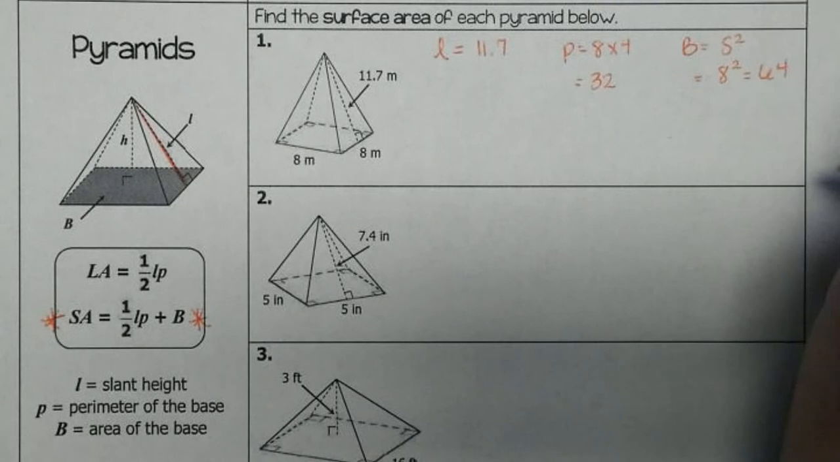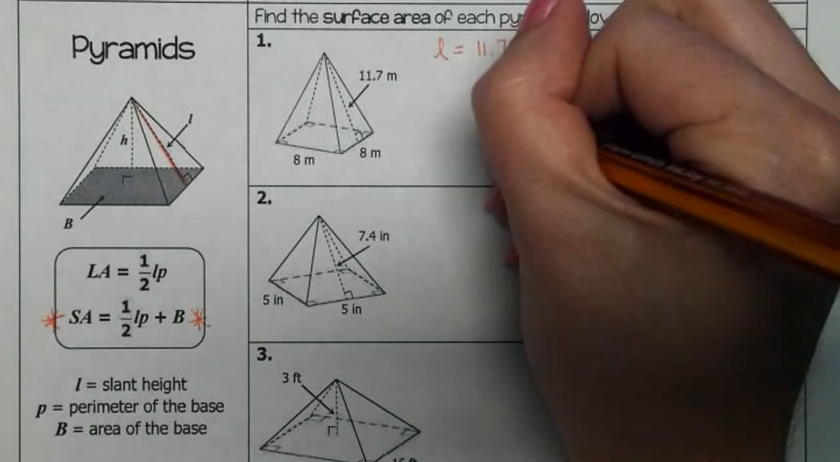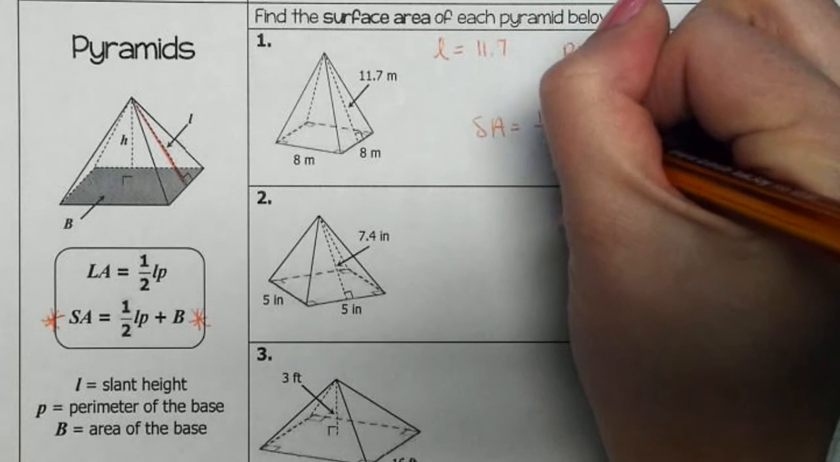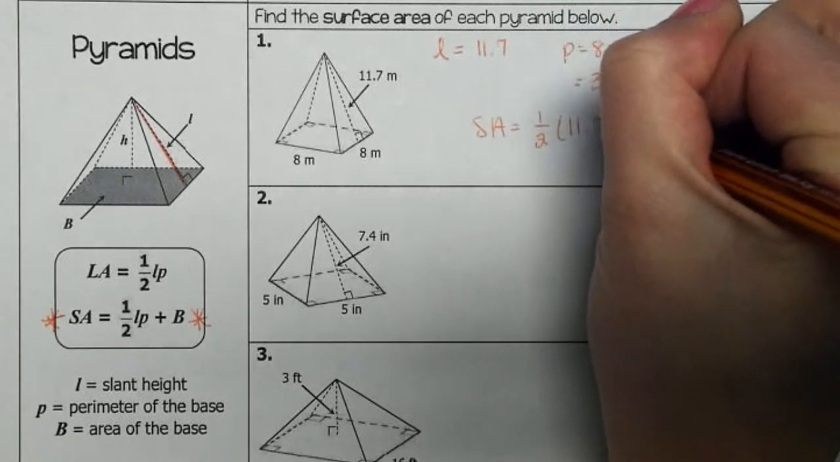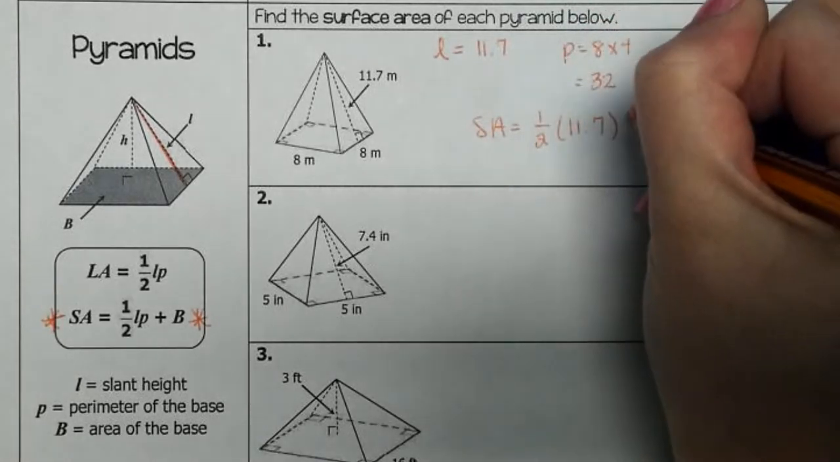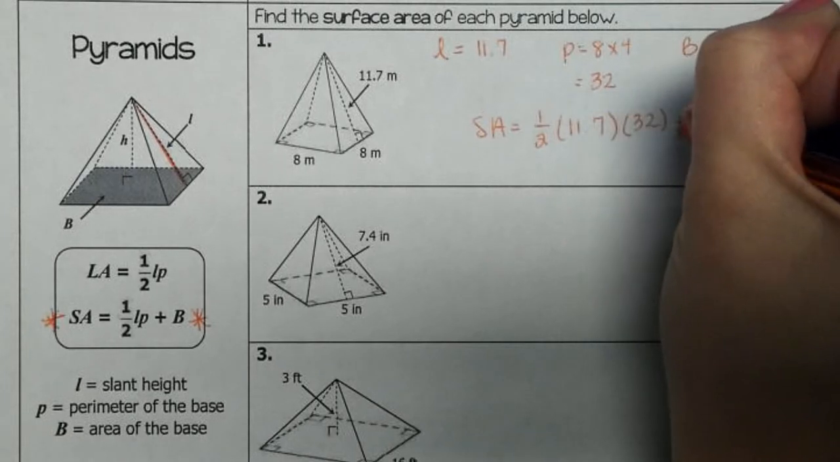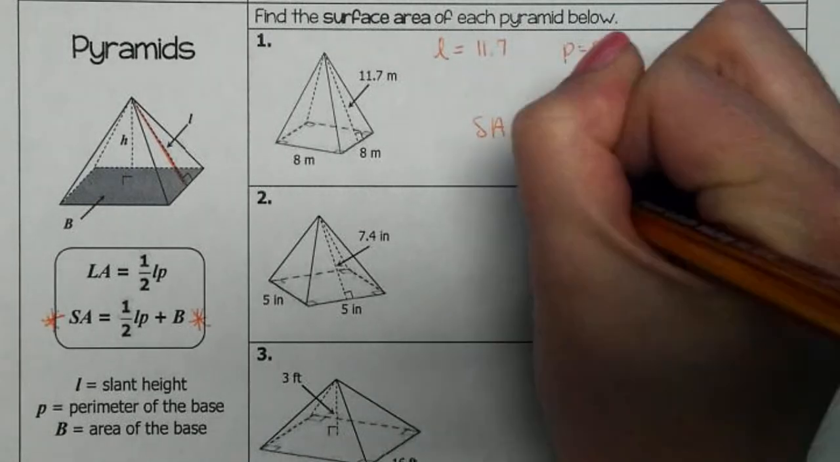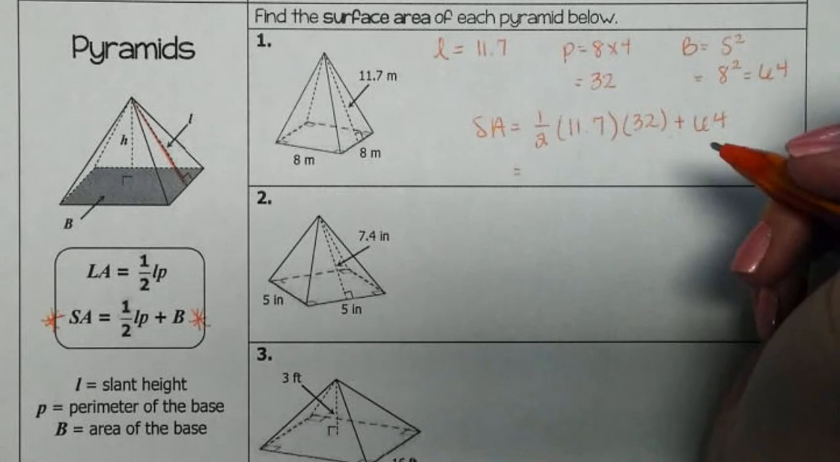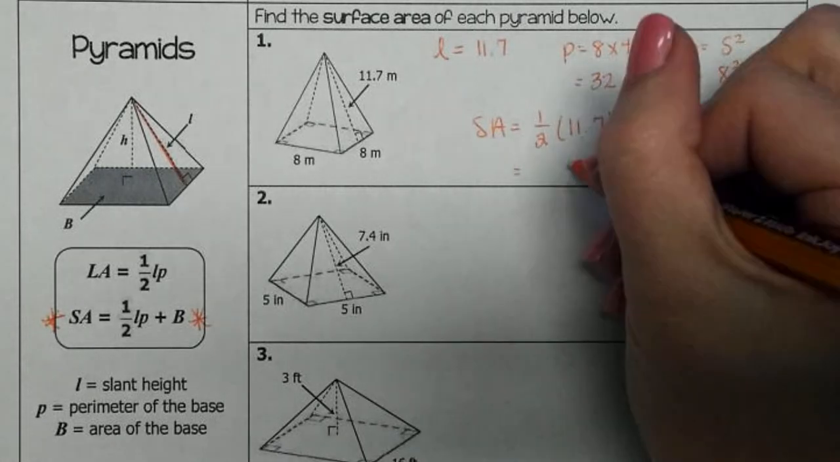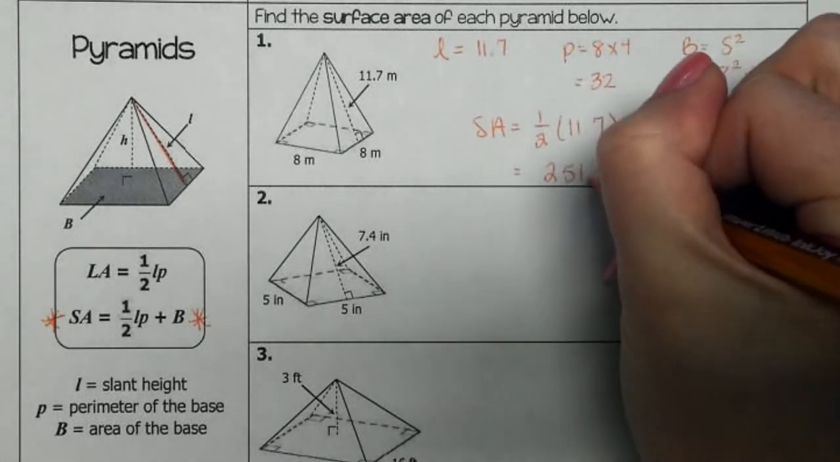And now I'm ready to plug in. So my surface area is 1/2 times 11.7 times 32 plus 64. So plug it all in. When you do that, you get 251.2 meters squared.